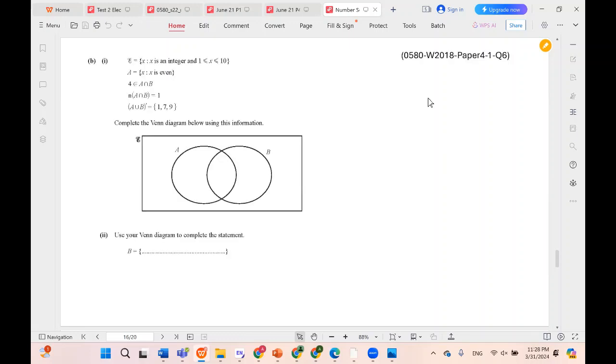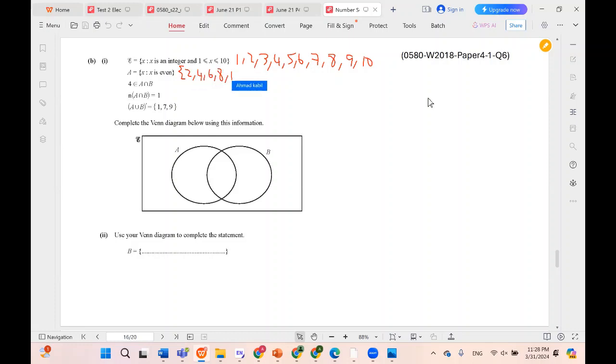In this question, we are told that the universal set is {x such that x is an integer and 1 < x and x < 10}. So x lies between 1 and 10. Let's quickly list down all the possible numbers here. So we have 1, 2, 3, 4, 5, 6, 7, 8, 9, 10. Now for A, we want to write down the even numbers. We have 2, 4, 6, 8, 10.